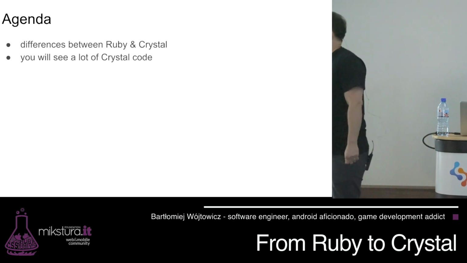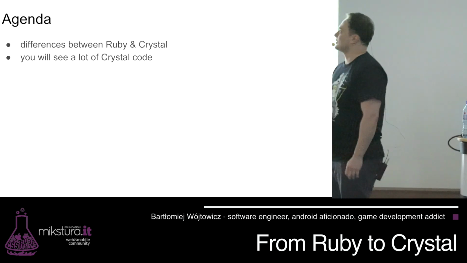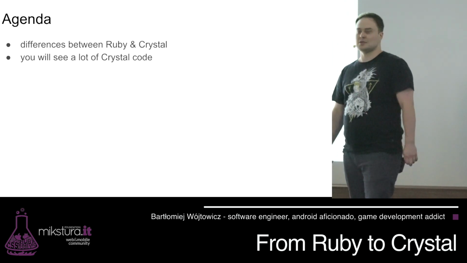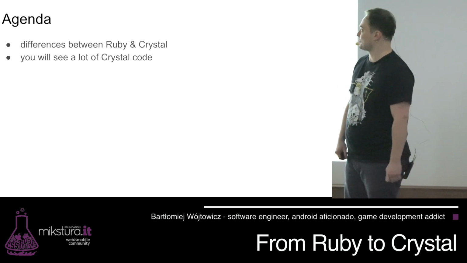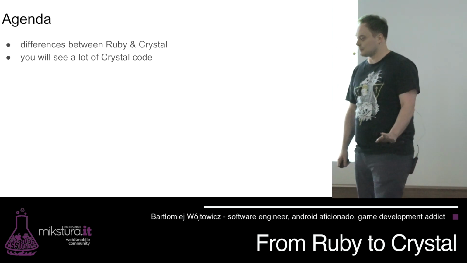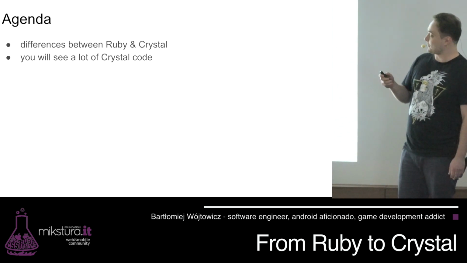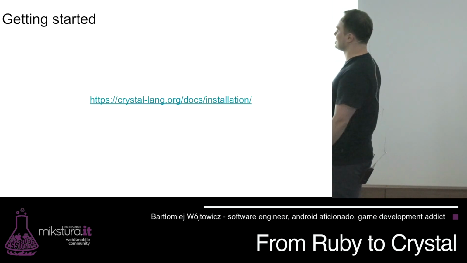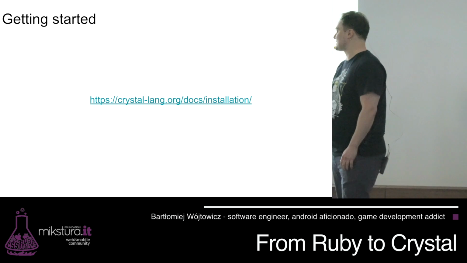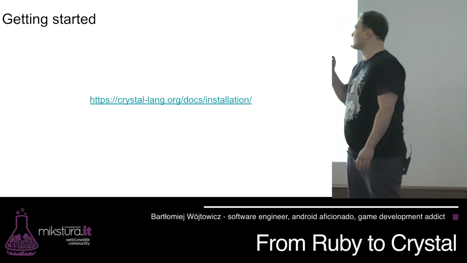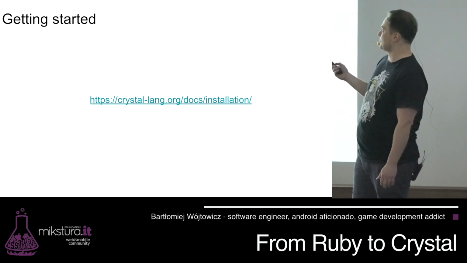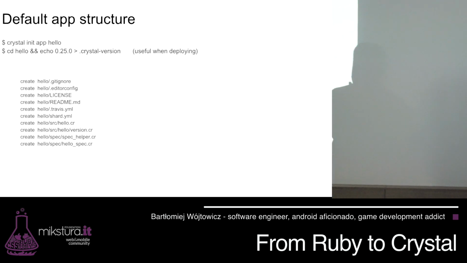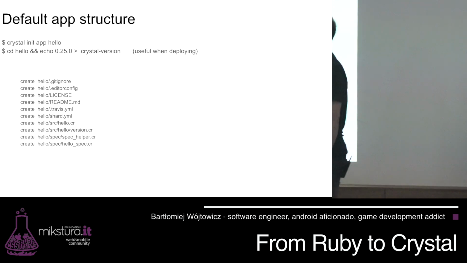Okay, so I will focus on differences between Ruby and Crystal. So you will see basically a lot of Crystal code. For those who are not very familiar with Ruby, you might struggle a little bit, but I think you should be fine. Okay, so installation, again, it's system specific, so you need to go to the documentation, so I will not cover that. Okay, and how the default app structure looks like.